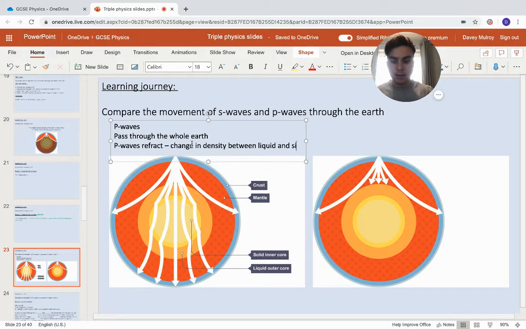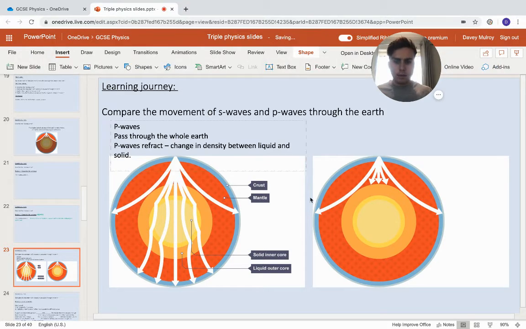And what this means is that our P waves actually slow down, okay? And because they hit at an angle, you'll notice in the center, only one of them goes straight through, and that's because it hits straight on. And when they hit at an angle, they bend. And you're going to learn a lot more about that in our future study of physics next year. But for this module, we just need to know P waves refract, and it's due to a change in density between the liquid and the solid.